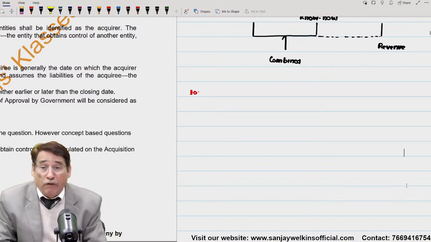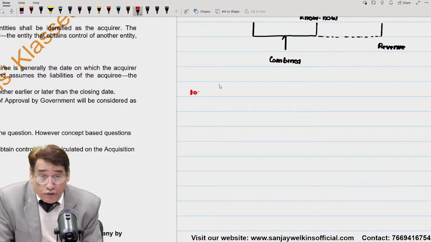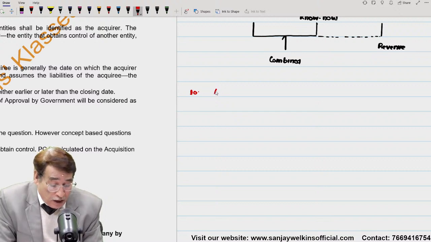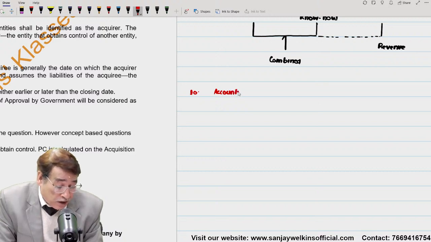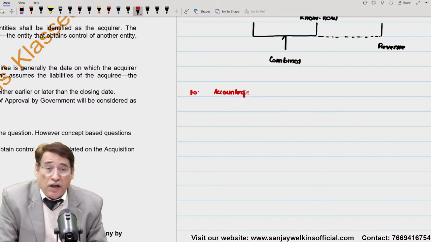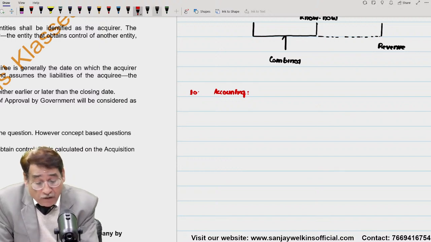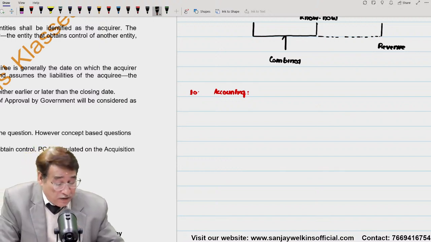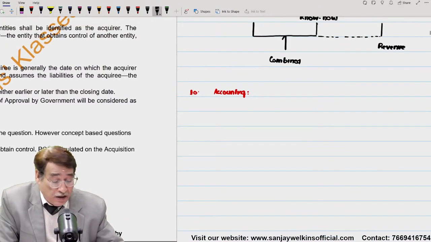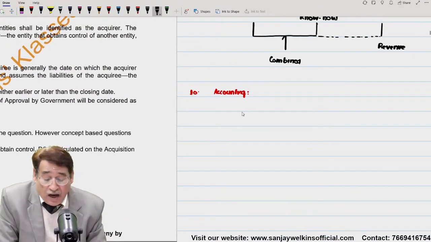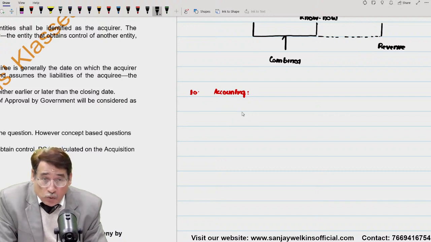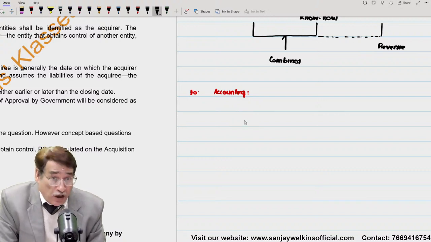Anyway, now we move over to the next part. The next part, of course, deals with the accounting part. Correct? Accounting. I hope each one of you is still there, because sometimes when we take a break, students move out. Now we take up the accounting part. First of all, you need to understand that this standard, Ind AS 103, states that the acquirer company will do the accounting on the date of the acquisition.